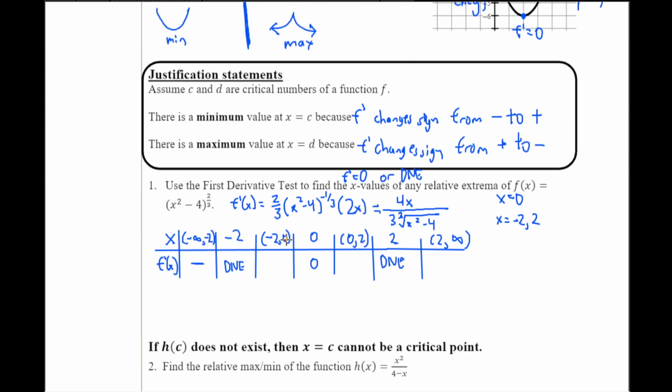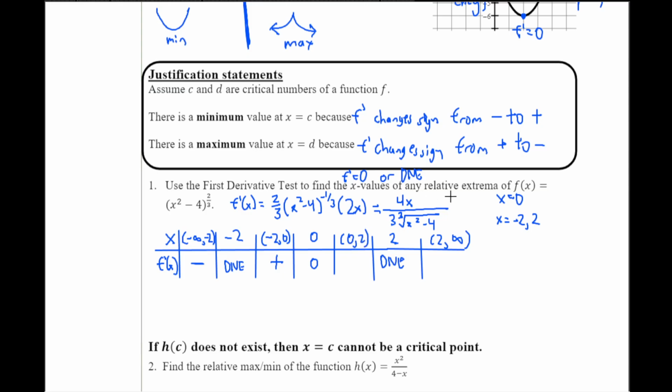Negative 2 to 0. Let's try plugging in negative 1. 4 times negative 1 is negative. And then inside this cubic root, negative 1 squared is 1, minus 4 is negative 3. The cubic root of negative 3 is a negative number. You're going to get a negative divided by a negative. So this is a positive.